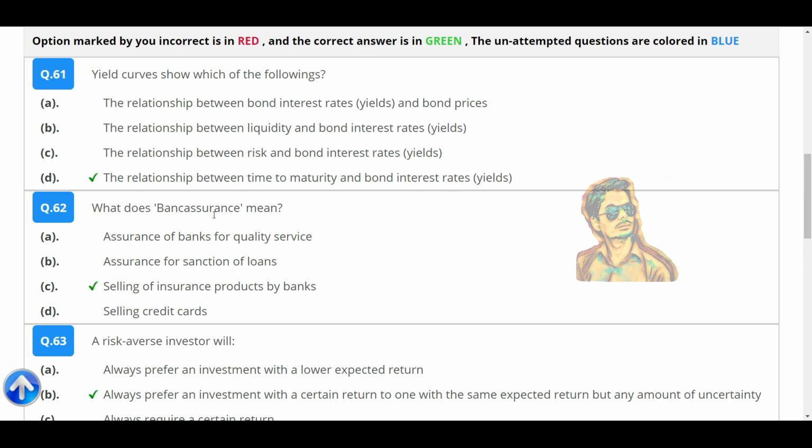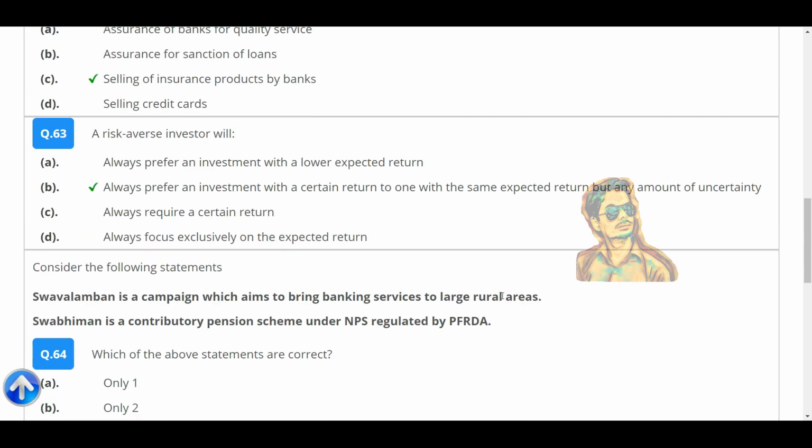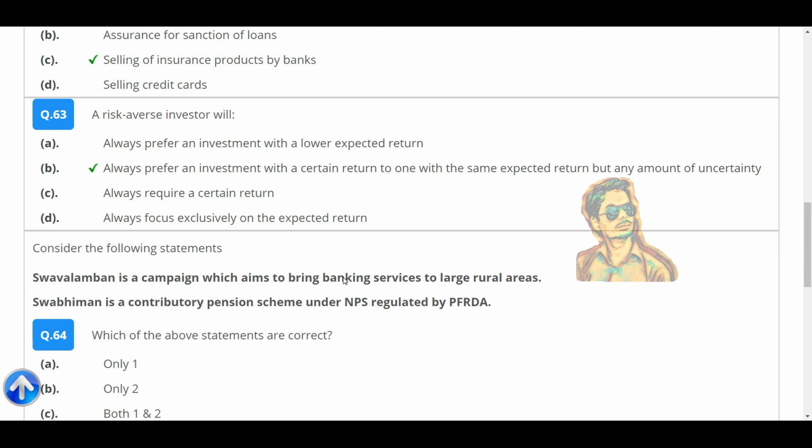What does bancassurance mean? Selling of insurance products by banks. A risk-averse investor will always prefer an investment with a certain return to one with the same expected return but any amount of uncertainty.